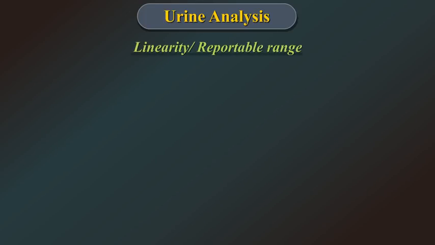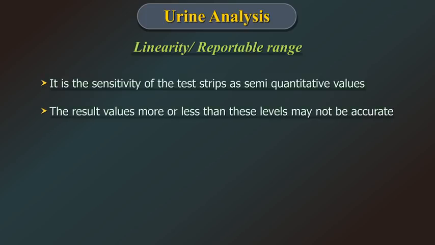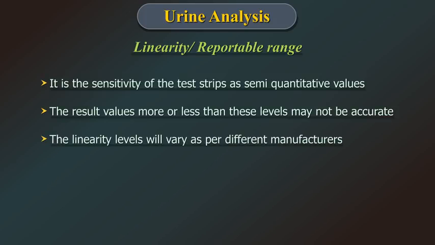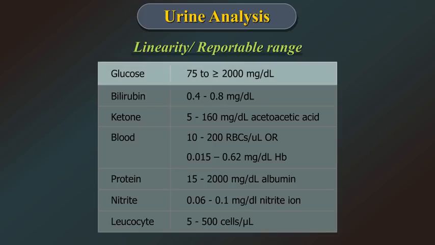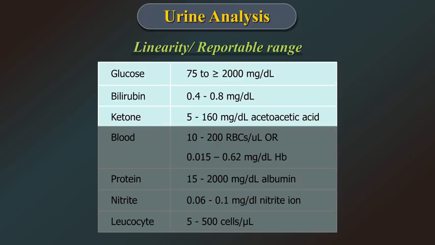Linearity or reportable range. It is the sensitivity of the test strips as semi-quantitative values. The result values, more or less than these levels, may not be accurate. The linearity levels will vary as per different manufacturers. The values here are as shown. For glucose, it is 75 to 2000 mg per deciliter, bilirubin is 0.4 to 0.8 milligram per deciliter. Ketones are 5 to 160 milligram per deciliter.